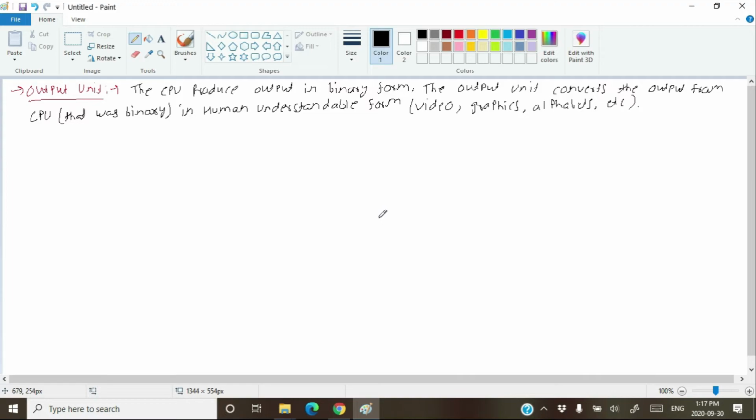And you know a few popular output units are monitor, printer, speaker. These are a few examples of output unit. If you talk about the monitor, how does the monitor work? Monitors consist of various pixels.